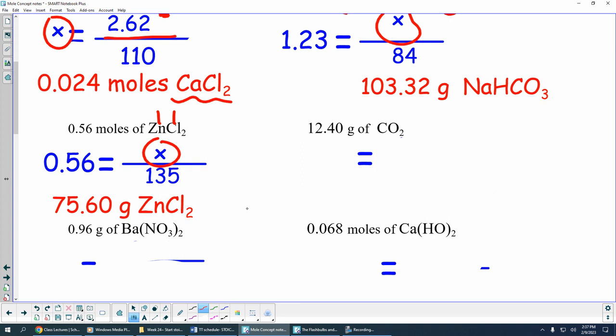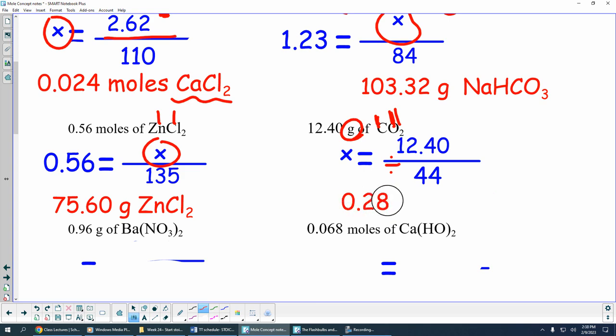If you haven't paused it, go ahead and finish these up on your own. If not, let's just keep going over them. This is grams, so I'm going to write 12.40 over the formula weight of 1 carbon and 2 oxygen, so 12, 16, and 16 is going to be 44. And I'm going to divide these two, and when I divide them, the calculator spits out 0.28. I need moles of carbon dioxide.